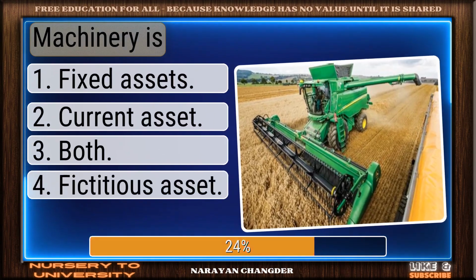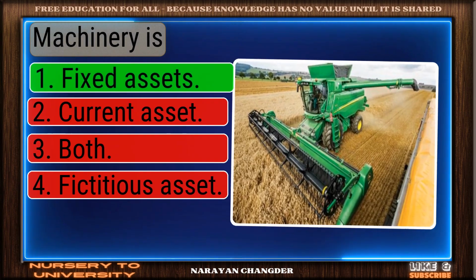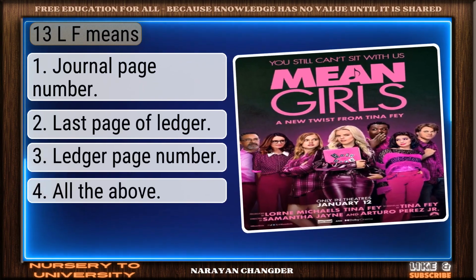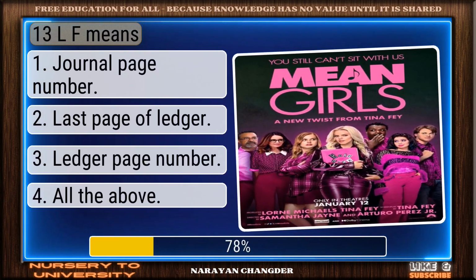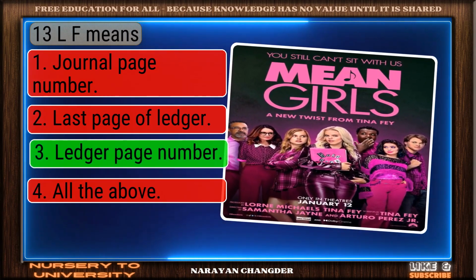Machinery is. Bravo. Fixed assets is the answer. 13. Nice selection. Ledger page number is the correct and valid answer.